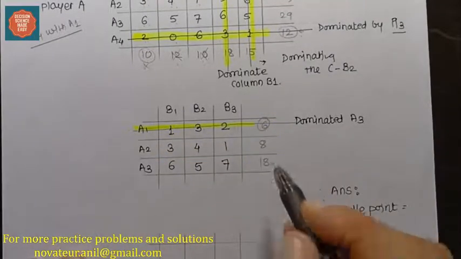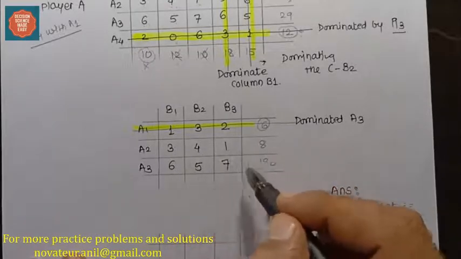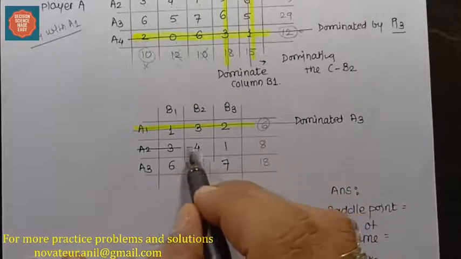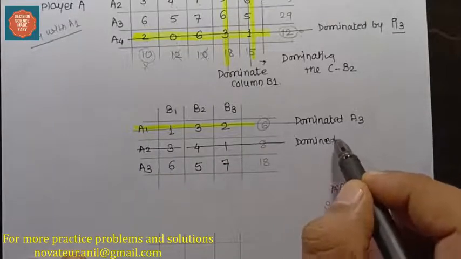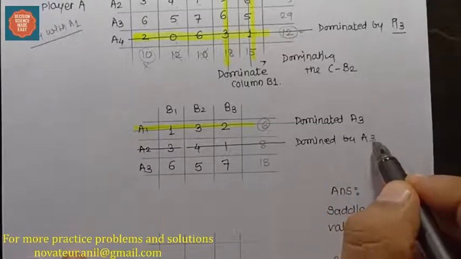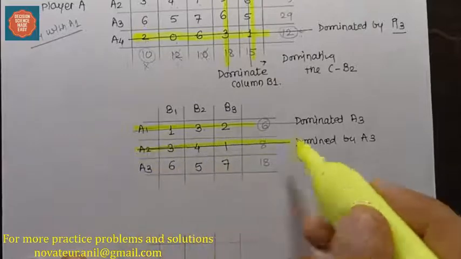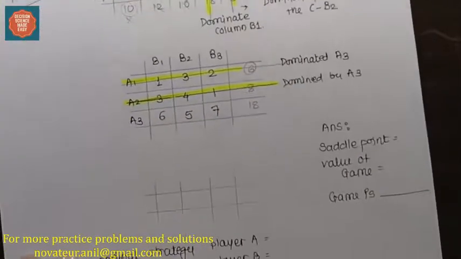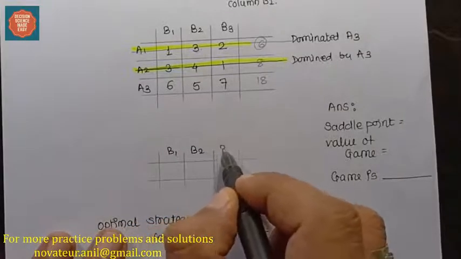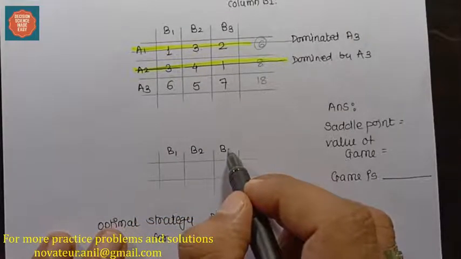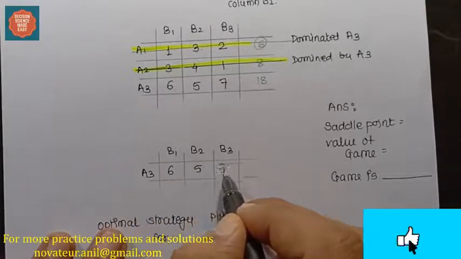Next I'll compare all the elements of the other row. Yes, 3, 6, 4, 5, 1, 7, right, this is also true. So I'm going to eliminate this. So I can write down dominated by a3. So again this is eliminated. So what is left for me is nothing but this particular one. So I'll just write down the remaining payoff matrix elements. This is nothing but a3. So 6, 5, 7 is only left.